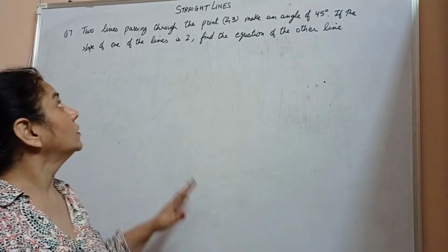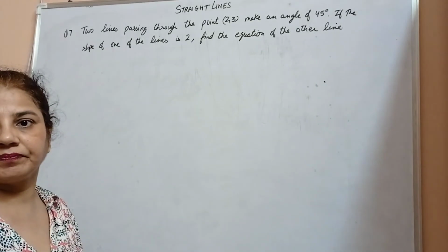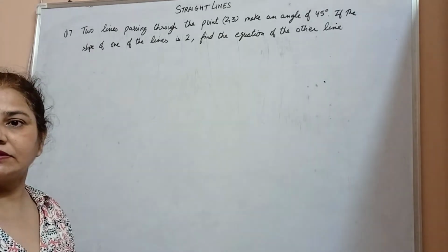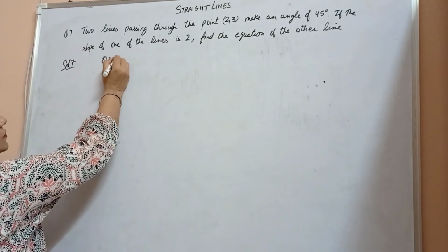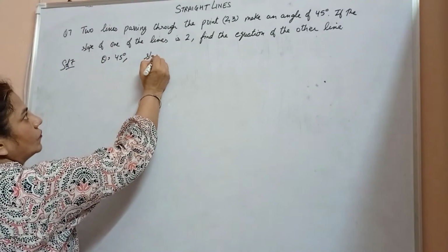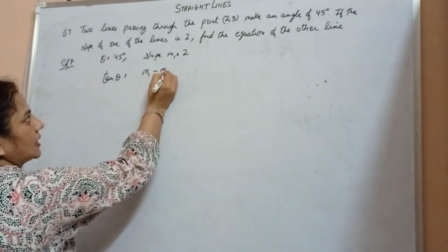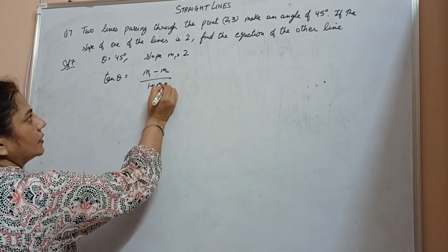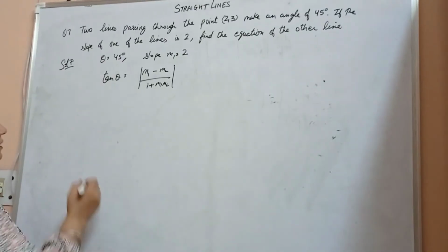Two lines are passing through the point (2, 3) and make an angle of 45 degrees. If the slope of one line is 2, find the slope of the other line. Here the angle is given to us as 45 degrees. So we say that here angle theta is 45 degrees and the slope of one line, say M1, is 2. Tan theta is given as modulus of M1 minus M2 upon 1 plus M1 M2. We take the two cases.